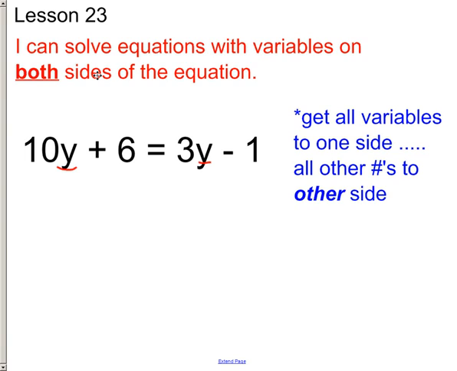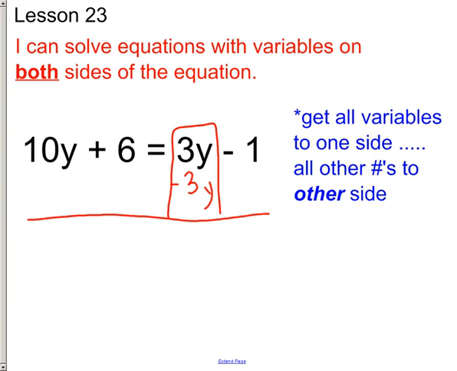In order to do that, basically what we do is we get all of the variables to one side of the equation. So this is a 3y. We need to go ahead and subtract 3y. That's how we would do it. So we just draw a line. And this might look familiar to you. The only difference is that the y's are attached to it.